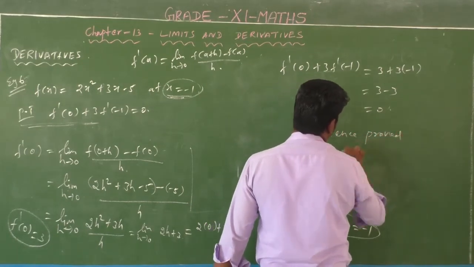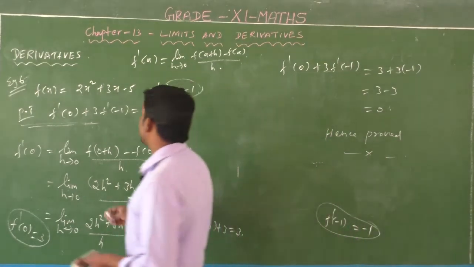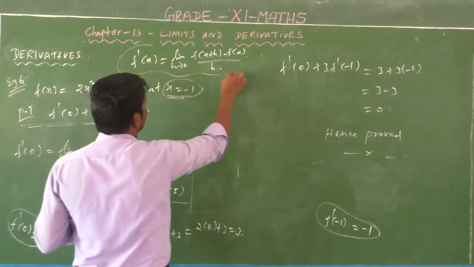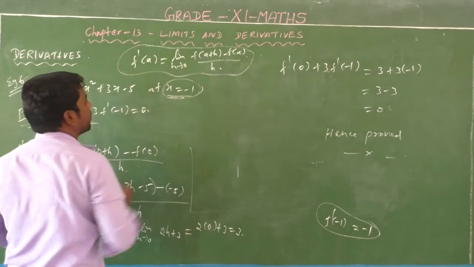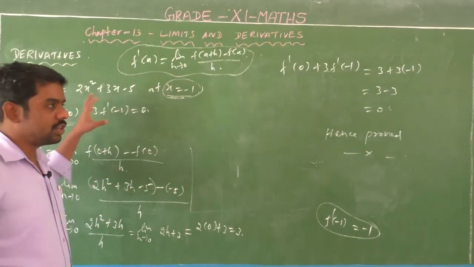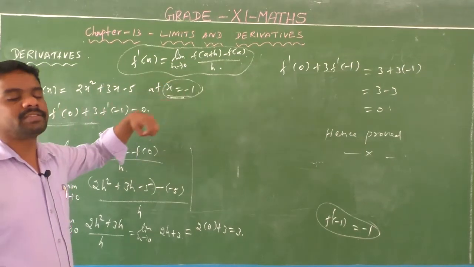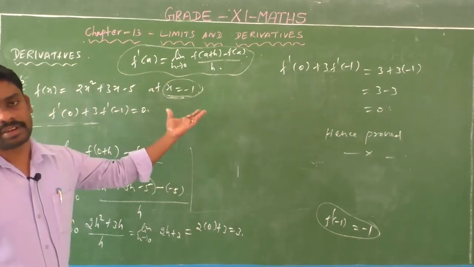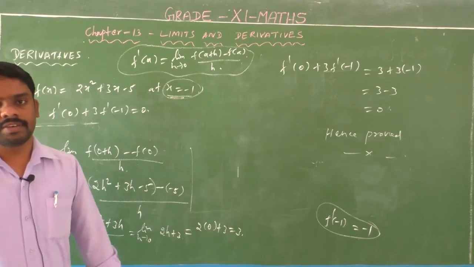Okay, so very simple. The formula is f dash of a is equal to limit h tends to 0 of f of a plus h minus f of a, divided by h. So for f dash of 0, put a equal to 0, and for f dash of minus 1, a is equal to minus 1. Substitute, simplify, and get the answer. Right.